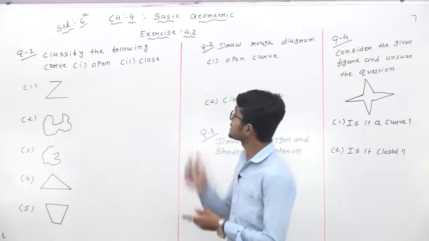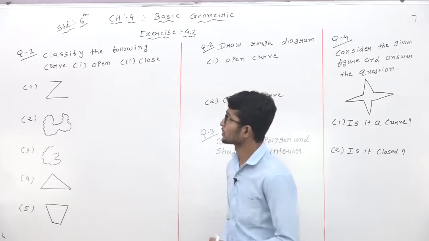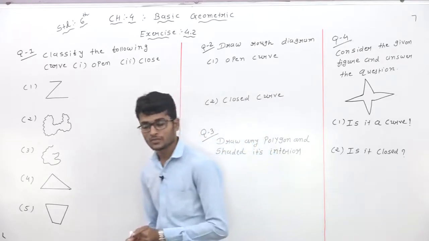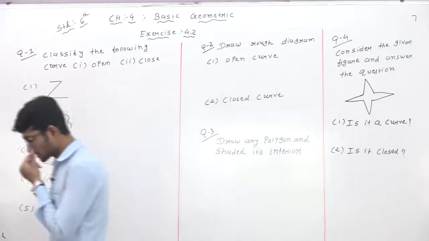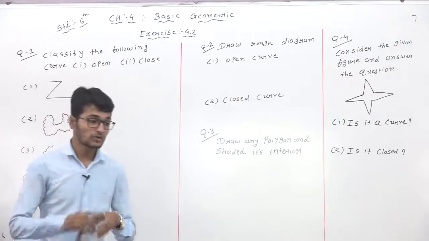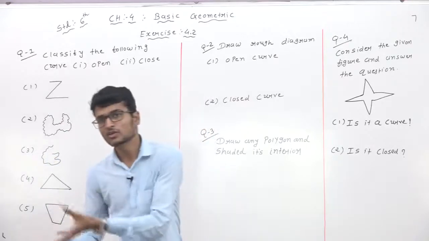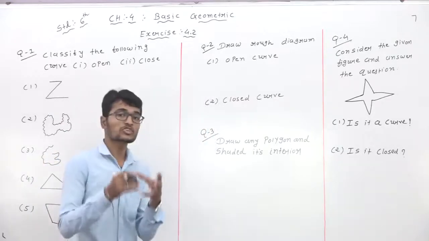Next, exercise 4.2, question number 1. Classify the following curves as open and closed. It means here we are given some curves in the question. Now you identify which curve is the open curve and which curve is the closed curve. So first of all, what is a curve?